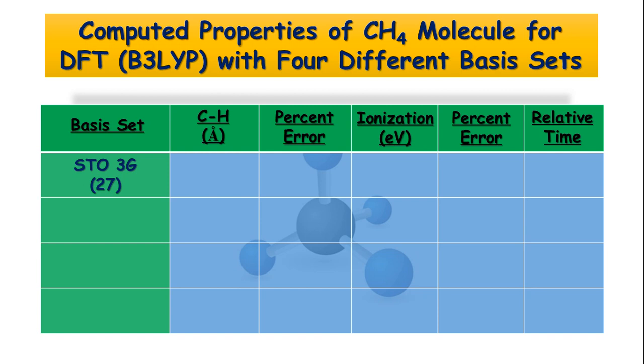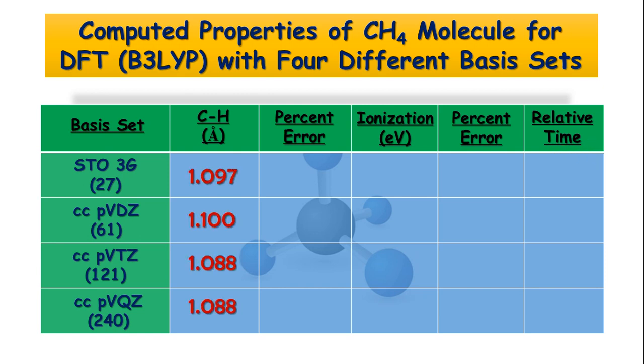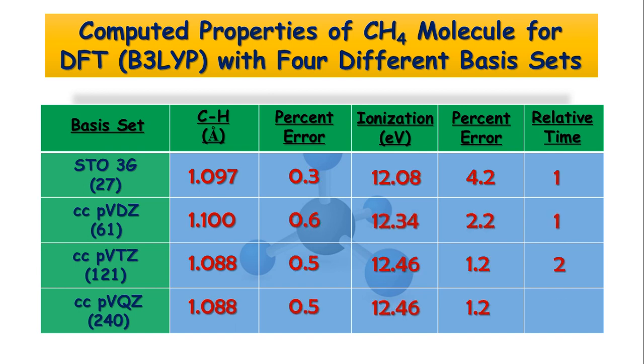While in cc-pVDZ, D stands for double, in cc-pVTZ, T stands for triple, and Q stands for quad. In brackets, we have listed the number of basis functions used in each calculation and also the computational time relative to the most rapid calculation. All of the basis sets listed in this table give CH bond lengths that are within 1% of the experimental value.